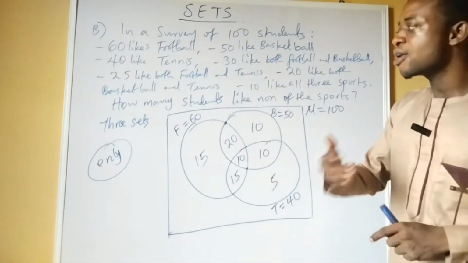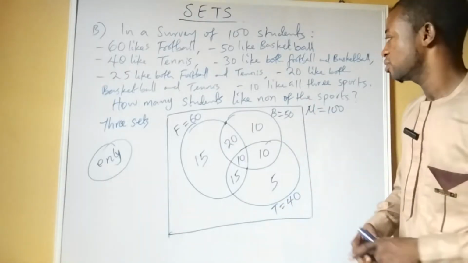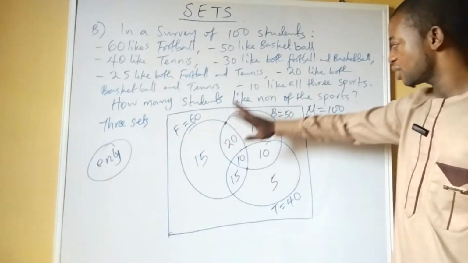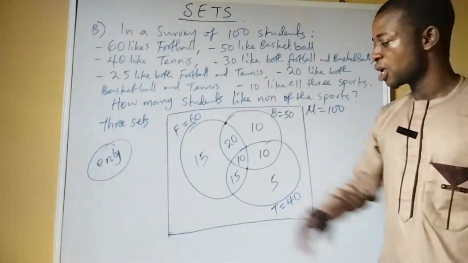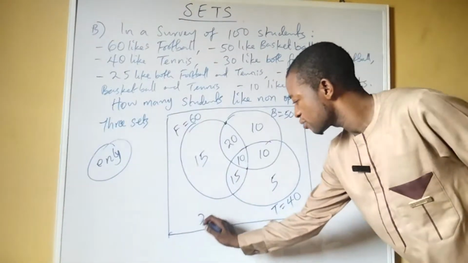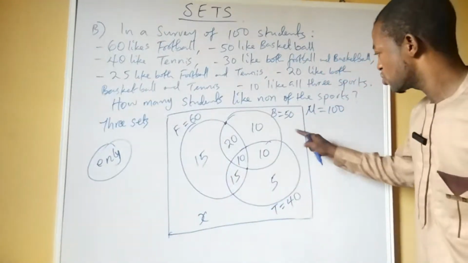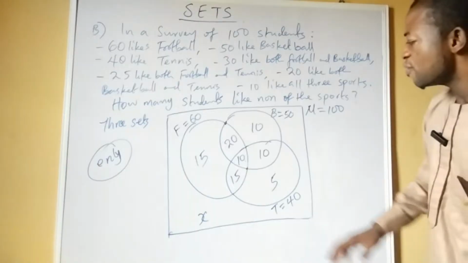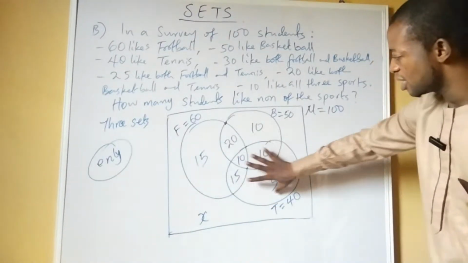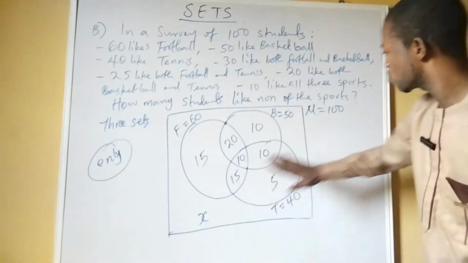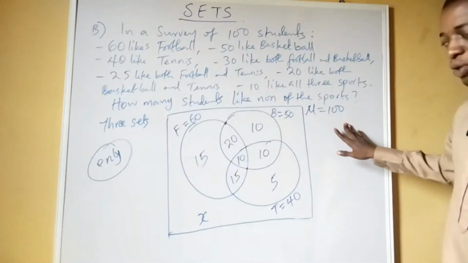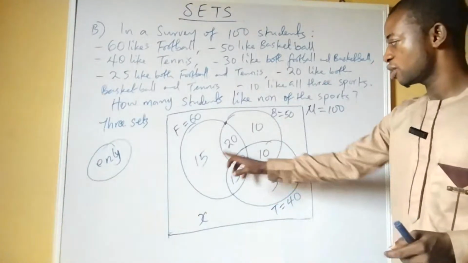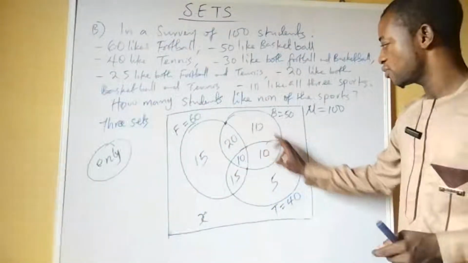Now the question says, how many students like none of the sports? So those that are not in these circles at all, but are still inside the survey, and this could be outside here, any part outside. I put it here, but here, it doesn't matter. So let's use letter X. Now, when we add everything together inside these circles, and this letter X should give us 100. Okay, so let's add now. All these numbers, we add them. We have 7 of them now, or 1, 2, 3, 4, 5, 6, 7.